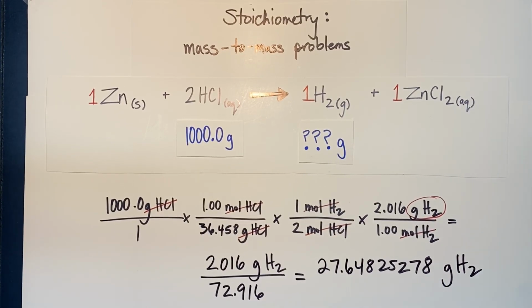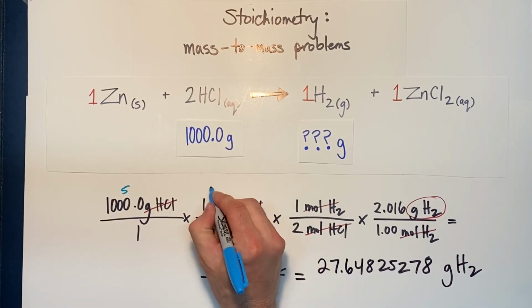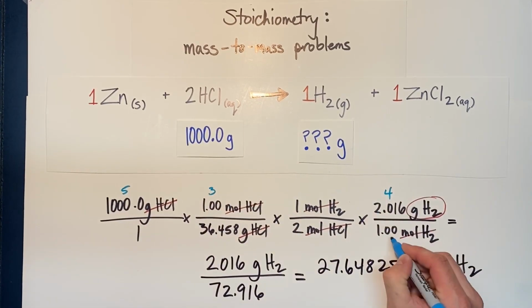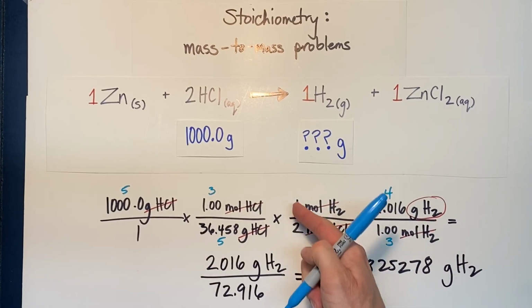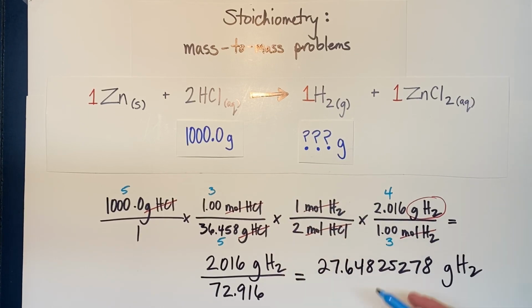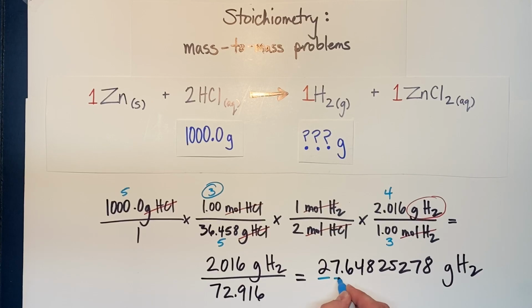So I round to the fewest number of significant figures. 5, 3, 4, 3, 5. And I ignore the coefficients because they're not measurements. So I'm going to round to 3 significant figures, 1, 2, 3. So I round the 6, and our final answer is 27.6 grams of hydrogen gas.